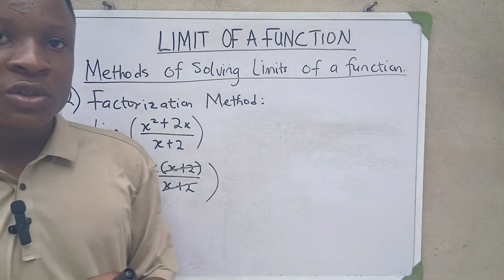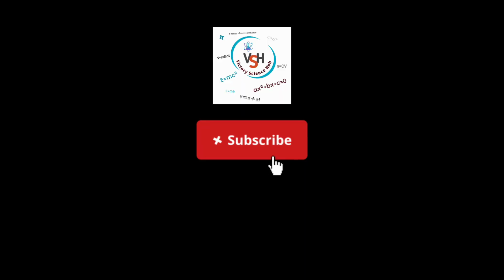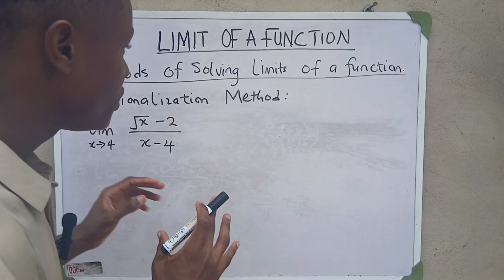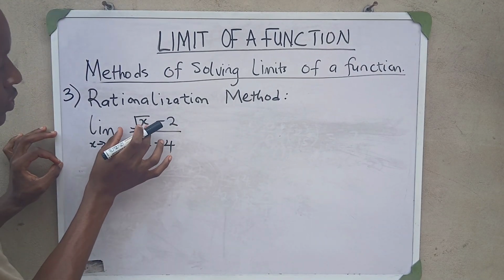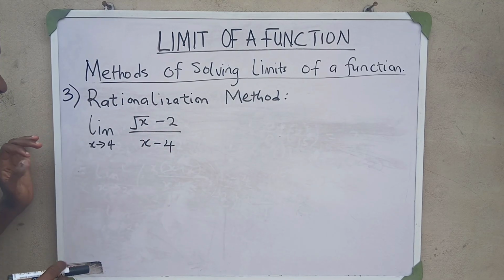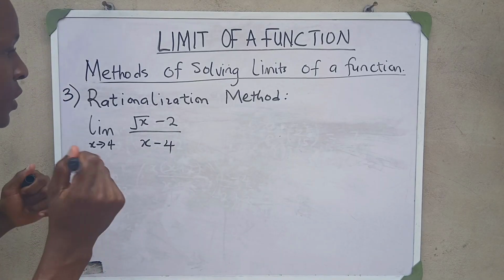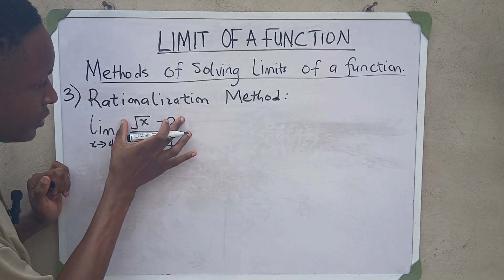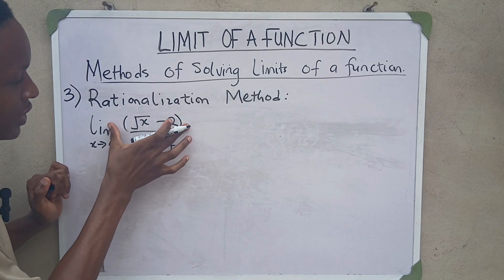Now let's go to the next method of solving limits, which is the rationalization method. In the case where we have a root, we are going to use the rationalization method to solve the limit. Now if you look here, we have square root of x. So we are going to use the rationalization method to solve this. Now how do we solve using the rationalization method? What we do is that we find the conjugate of the function that has the roots. So this function with the roots, we find the conjugate of this.